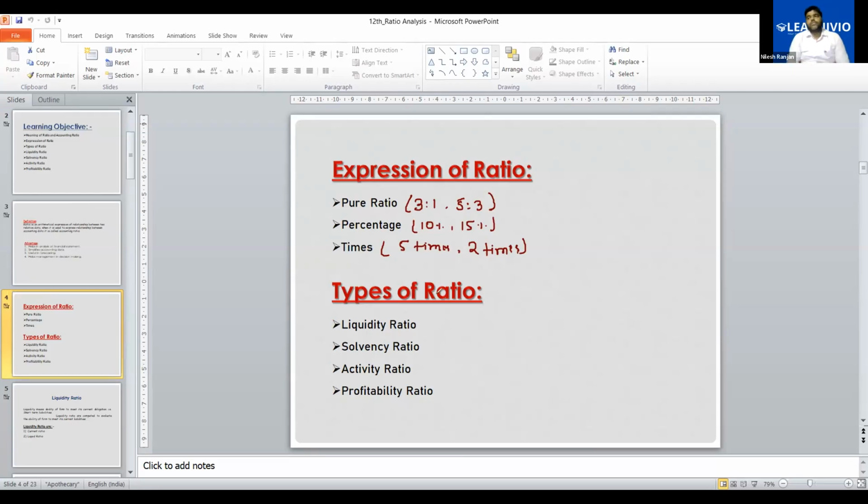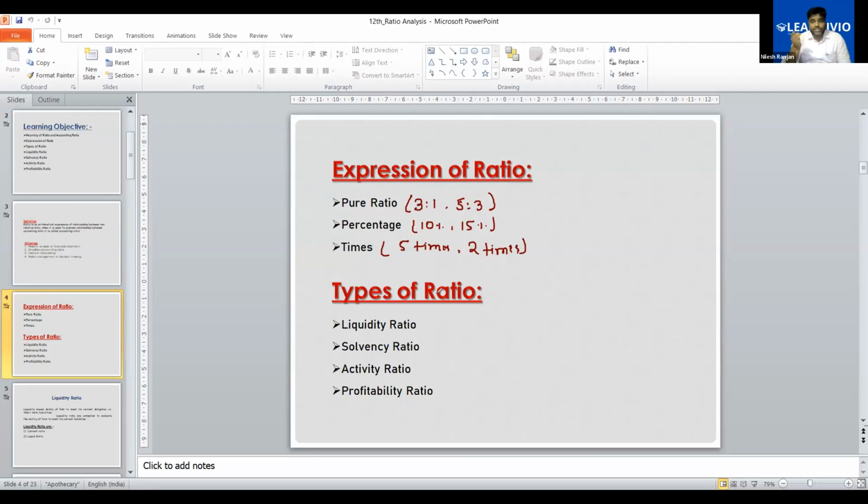Okay, so now types of ratio. Liquidity ratio. Liquidity ratio tells you about the liquid position of a company, meaning how much cash they actually have right now, or how much cash they can get within 10 to 15 days. So liquidity ratio tells you about a company's ability to pay its short-term liabilities.